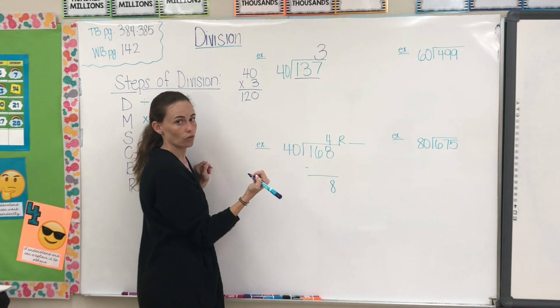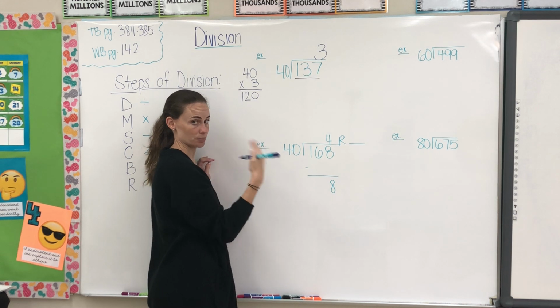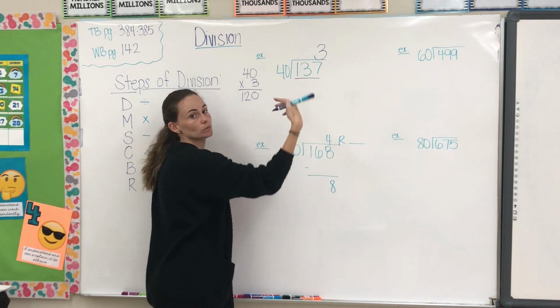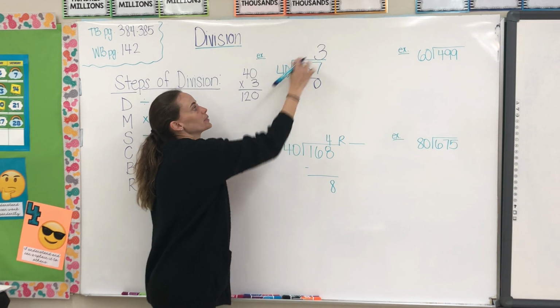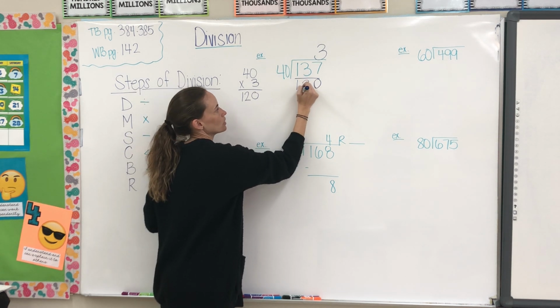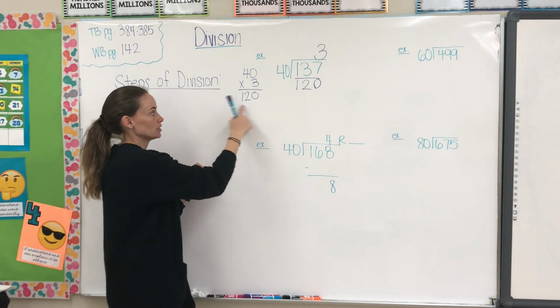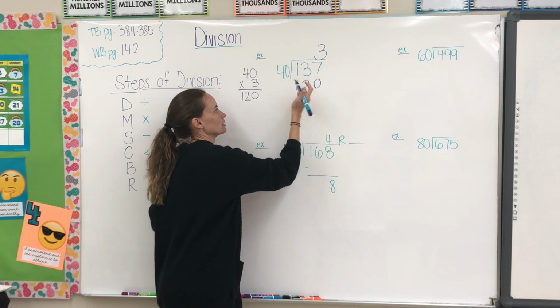You can also do it over here. This is how you do it. Same thing, number by number, digit by digit. 3 times 0 gives you 0, so you write that under the 7. 3 times 4 gives you 12, so you write that under the 13. You get the same answer, it's just up to you how it's easier for you to write it.